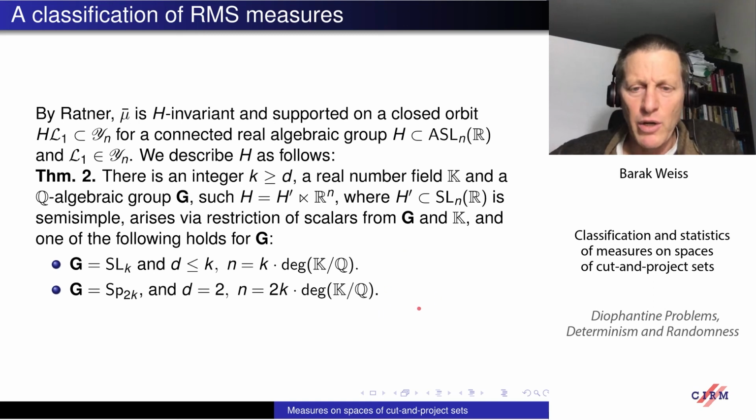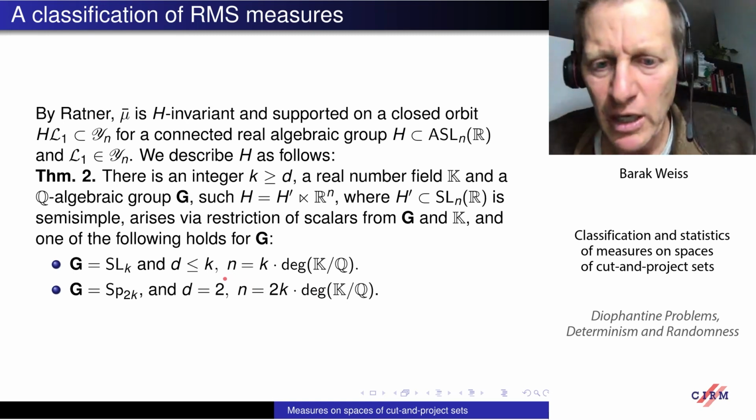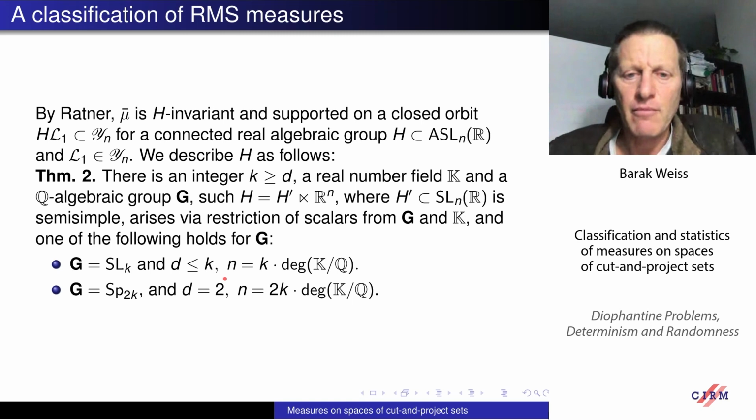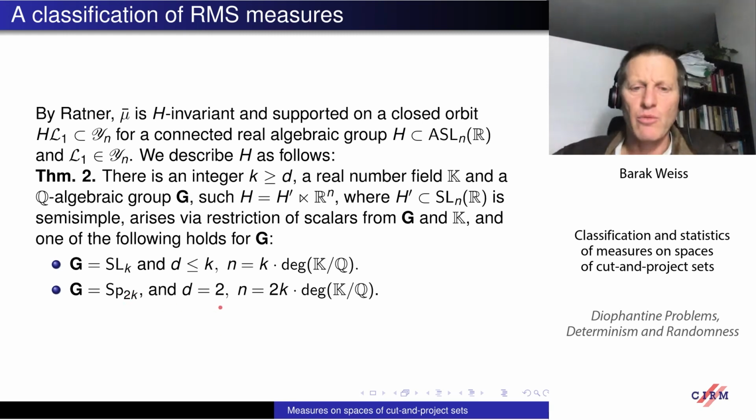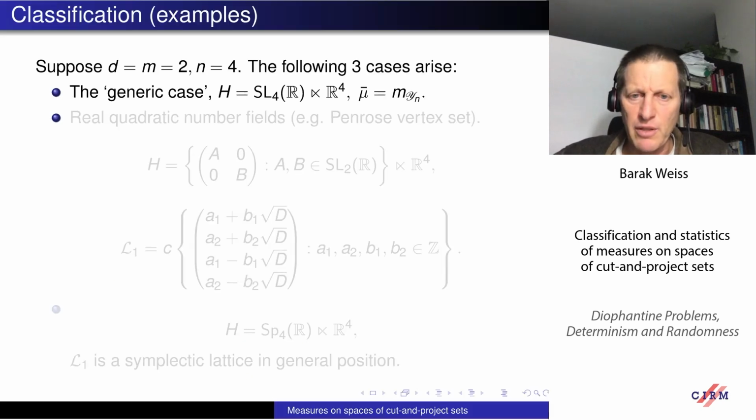and I'm not planning to go into them in detail, but what you should notice is that there are only two cases, and they give you strong conditions on the relationships between d, which is the dimension of physical space, and n, which is the dimension of the total space. And one of the two cases, the symplectic case, is also only possible when d is 2, when the dimension of space is 2. So somehow, if the dimension is larger than 2, the only case that can arise is coming from SL_k. I'll give you an example now.